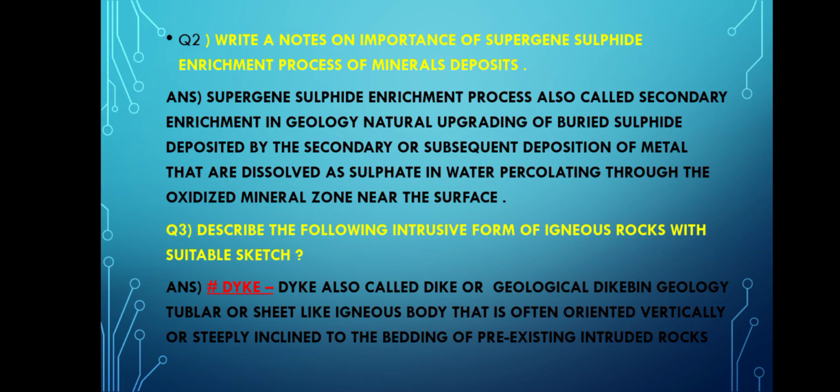Now come to the next question. Question number 3. Describe the following intrusive form of igneous rock with suitable sketch. Dike. Dike, also called geological dike. Dike in geology is a tubular or sheet-like igneous body that is often oriented vertically or steeply inclined to the bedding of pre-existing intruded rocks.